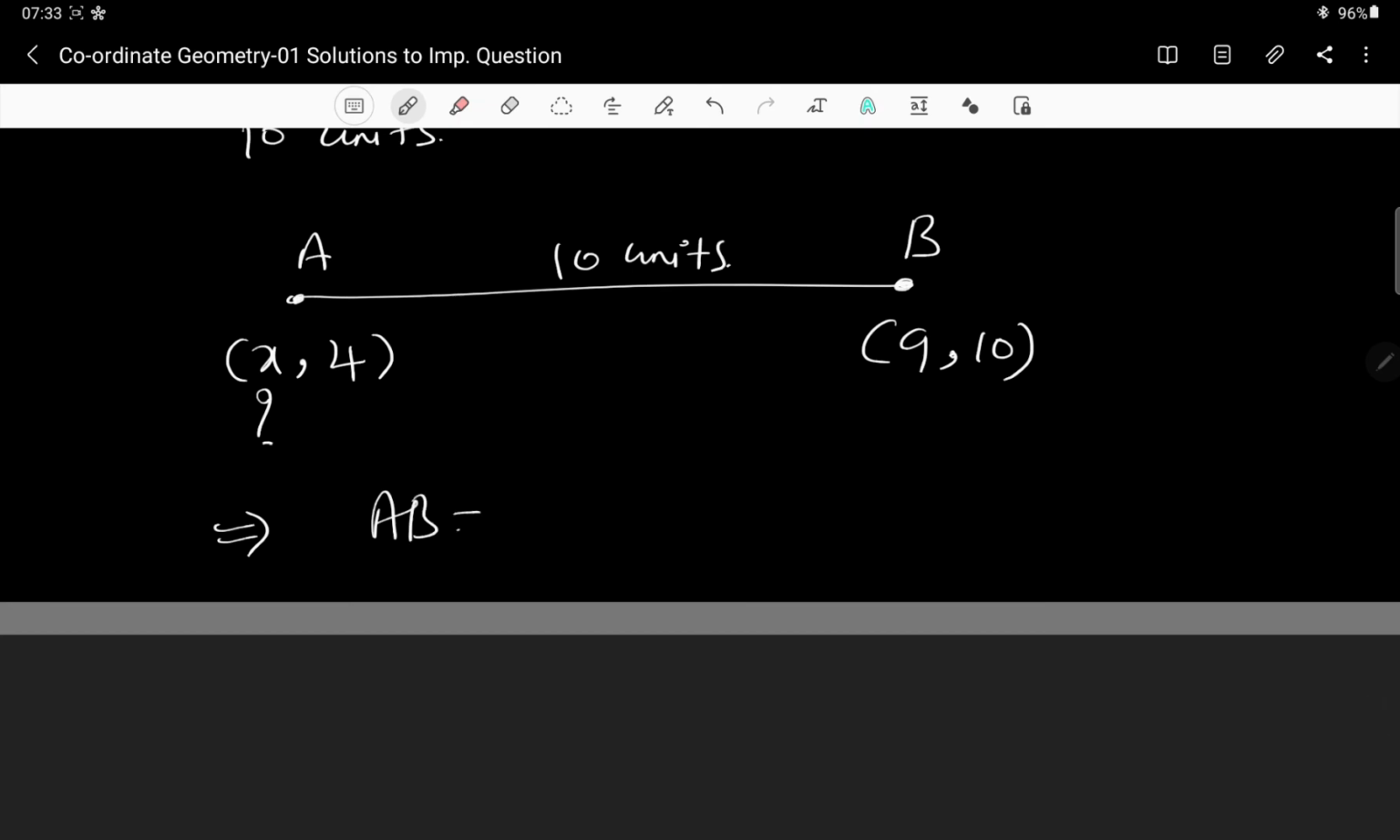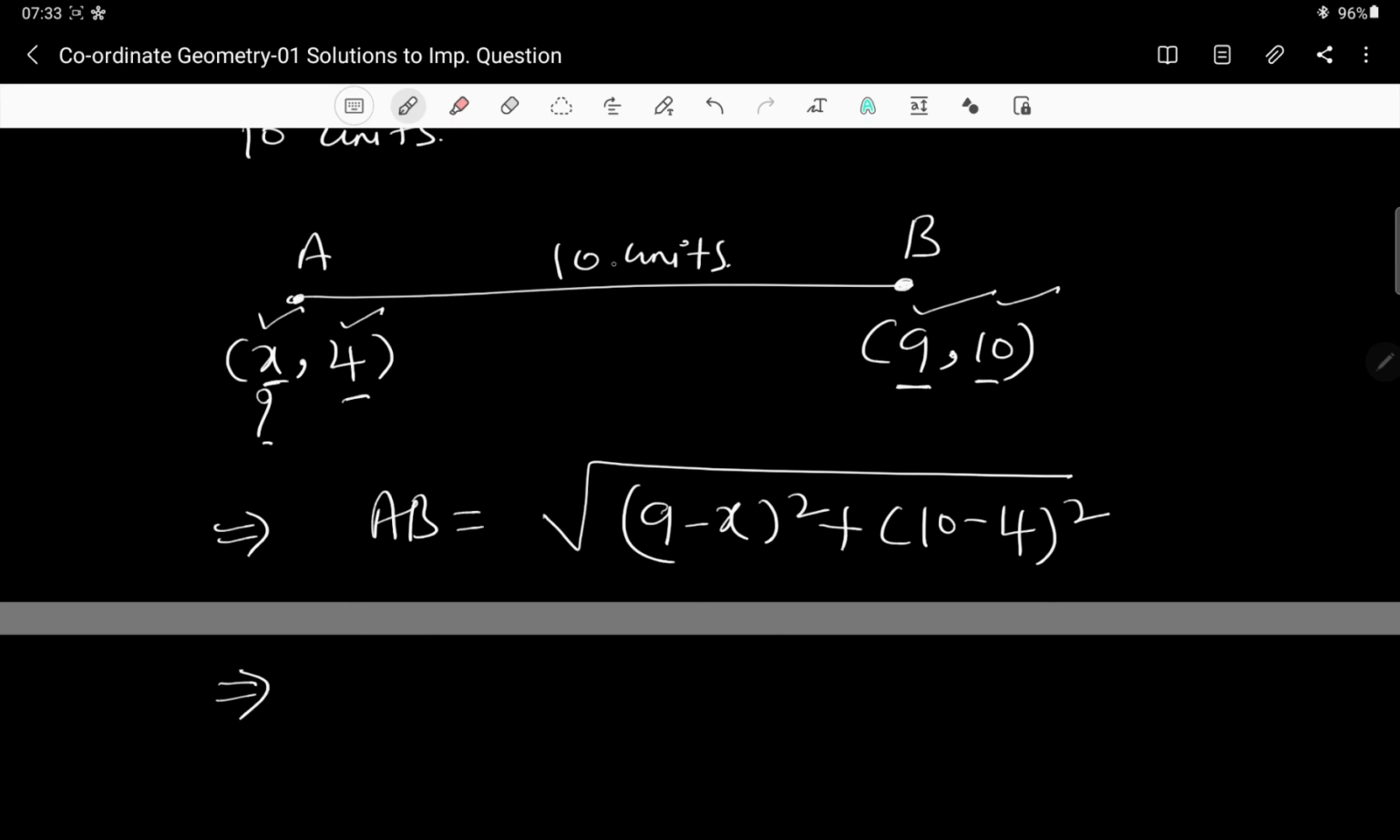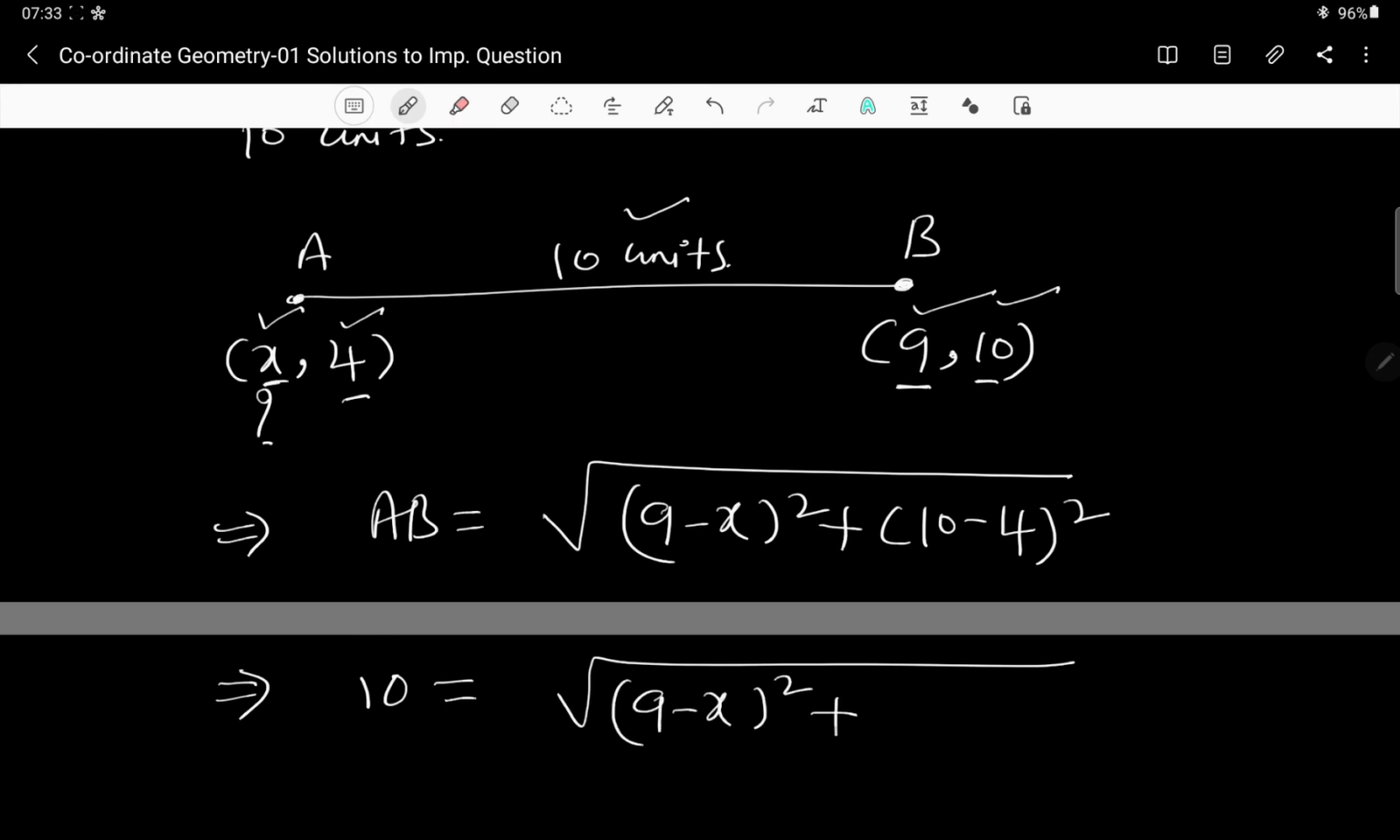So AB, by using the distance formula, you can write, under root, 9 minus x whole square plus 10 minus 4 whole square. Dear children, you can do 9 minus x whole square plus 10 minus 4 whole square, or you can do x minus 9 whole square plus 4 minus 10 whole square also. Both are same. There is no difference at all. And AB is 10, so 10 equals under root of 9 minus x whole square plus 10 minus 4 is 6, so 6 square.